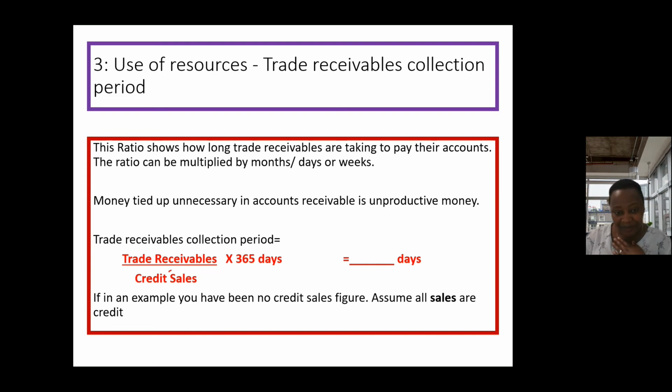Okay, so far we've looked at efficiency ratios, how our resources within the organization are being managed and efficiently used. We've looked at the inventory turnover period. We've looked at the trade payables payment period, and we've looked at the trade receivable collection period. We'll end with this for now. I'll see you in subsequent videos.